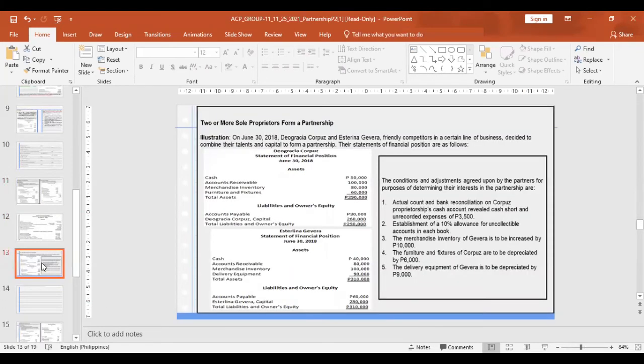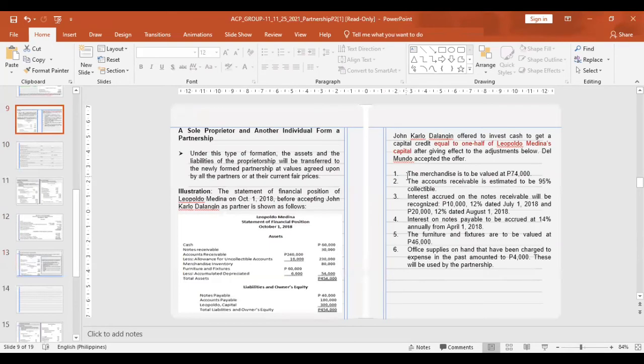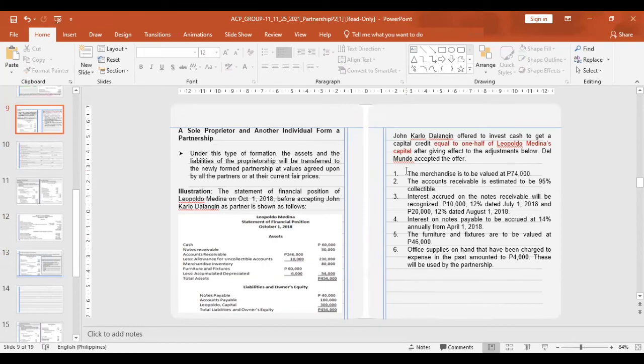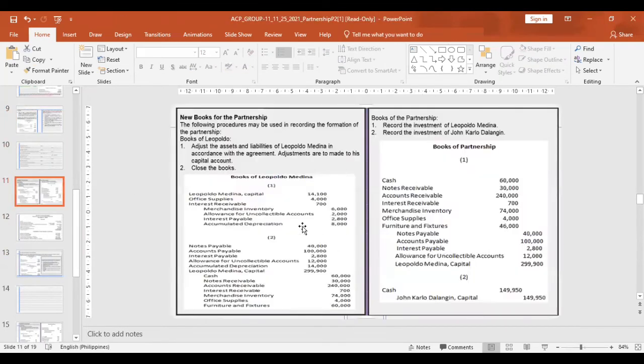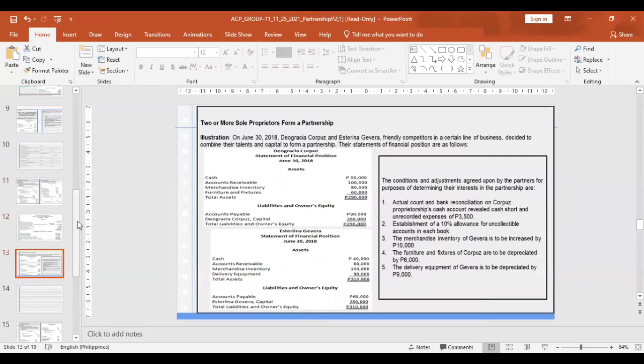So, ito naman, next naman is 2 or more sole proprietorships to form a partnership. So, actually, pareho lang sila ng gagawin dito sa nauna. So, yung mga adjustment na gagawin mo din siya. And then, i-close mo. Same lang, i-close mo. And then, sa book ng bagong partnership, babaliktarin mo lang din yung kinlose mo. So, same lang sila ng gagawin. Walang pinagkaiba. Tingnan nyo. Ayan, no?